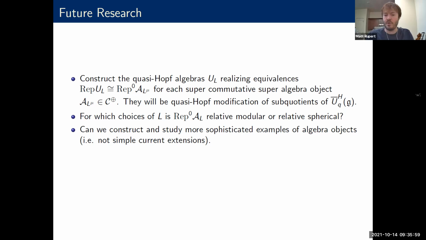Of course, we could ask if we can find and study more sophisticated examples of algebra objects. These algebra objects were all direct sums of invertible objects, or simple currents. So the VOAs they would correspond to, if they do correspond to one, would have to be simple current extensions of the singlet or singlet times Heisenberg. And of course, you might want to look at more sophisticated extensions.